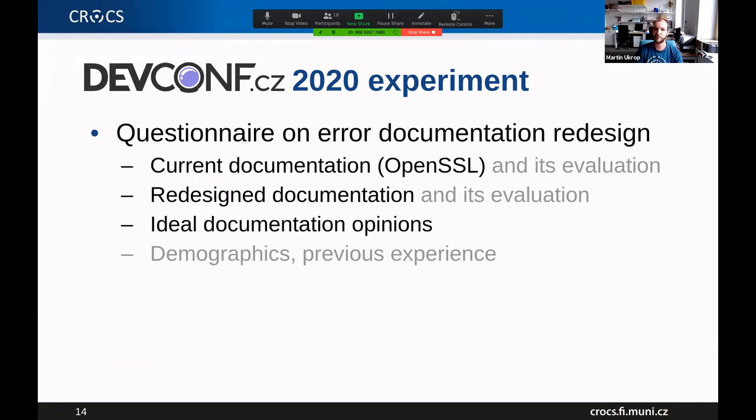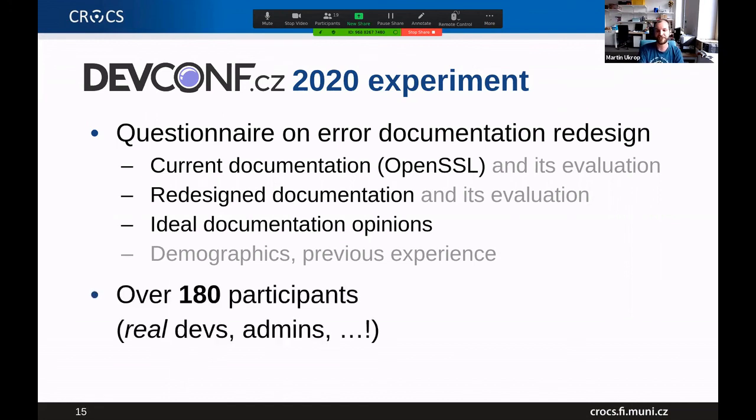Then we asked some opinions on what the ideal documentation would look like, how long would it be, what parts would it have, what parts would you not use, and stuff like that. And finally, some questions on demographics and previous experience that we wanted to correlate just to be sure that it's not the case that the more experienced developers think different things than the less experienced developers, which doesn't seem to be the case, by the way.